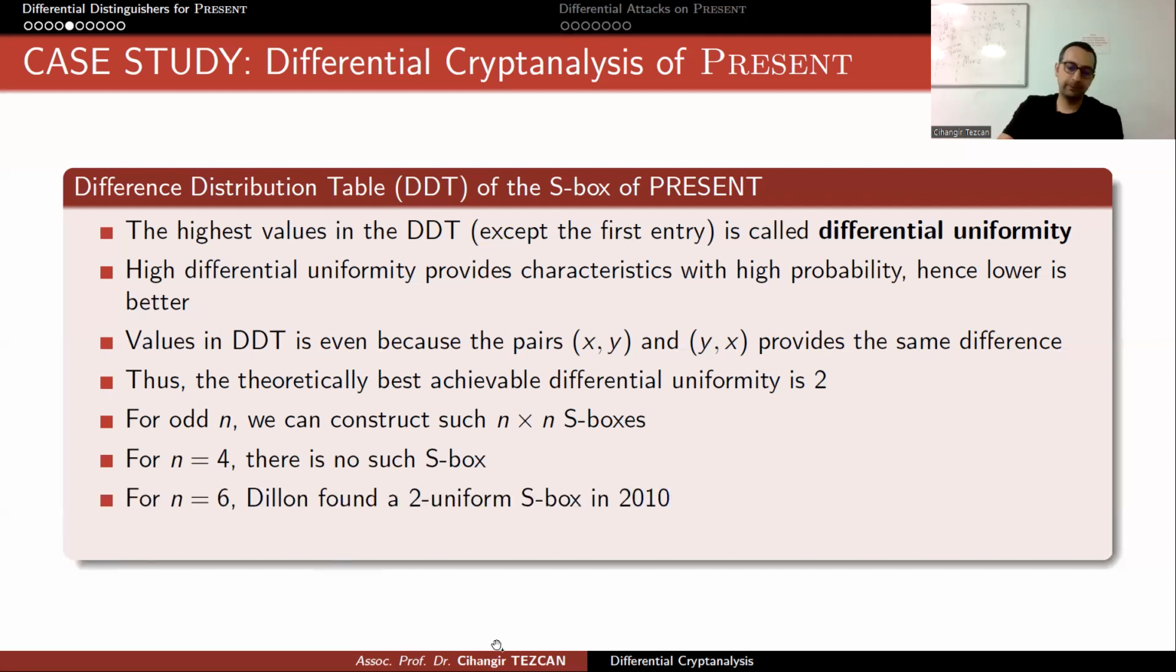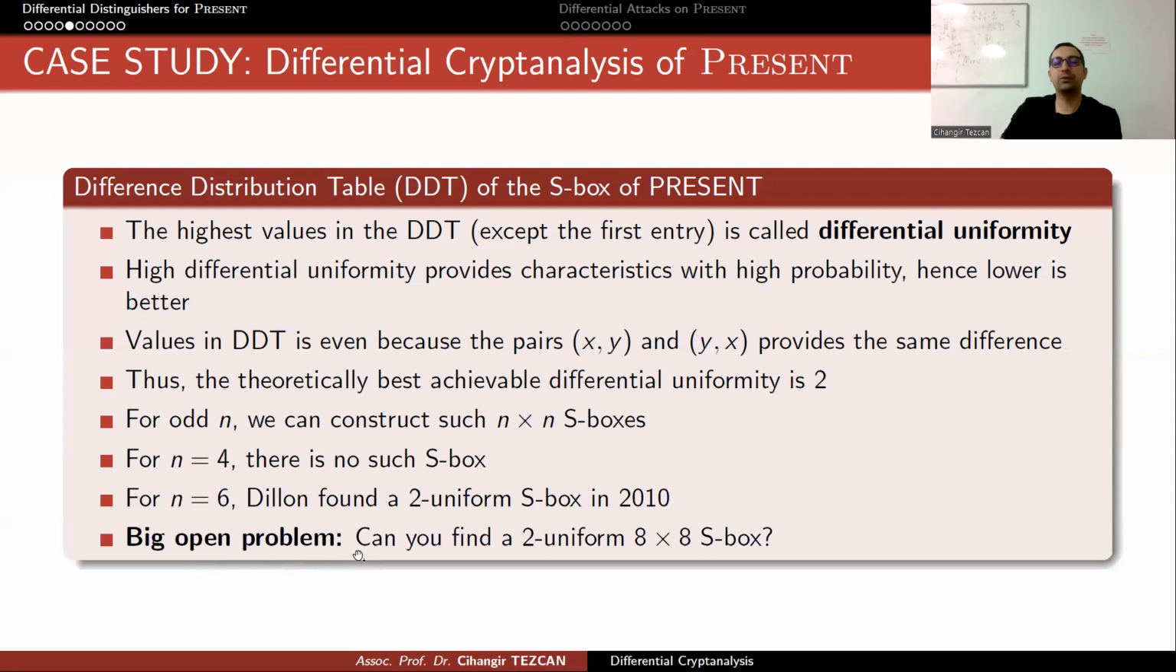But something strange happened. With a very special design, Dillon in 2010 found a 2 uniform S-box, which is 6x6. So now the big open question is, can you find a 2 uniform 8x8 S-box? If you can, it will be something better than the AES S-box in terms of differential cryptanalysis. So it is an open problem since 2010, and it is currently not solved. And we cannot solve it by brute force. We cannot try every possibility because the space is really, really huge.